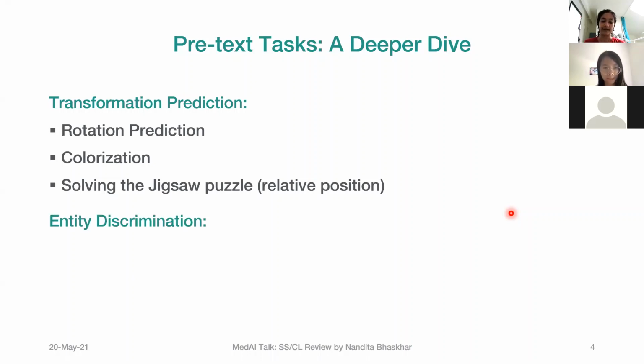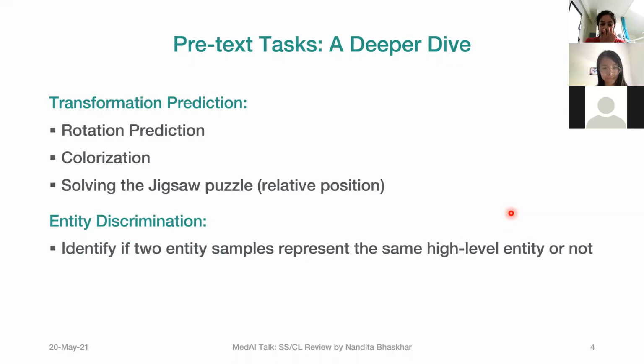But going on to entity discrimination. As I said before, the goal is to identify if two entity samples represent the same high-level entity or not. And when I say entity, it can mean an instance, so every data point is treated as a separate entity, or it can mean a cluster, so different clusters are treated as different entities, or a complete class, and so on.